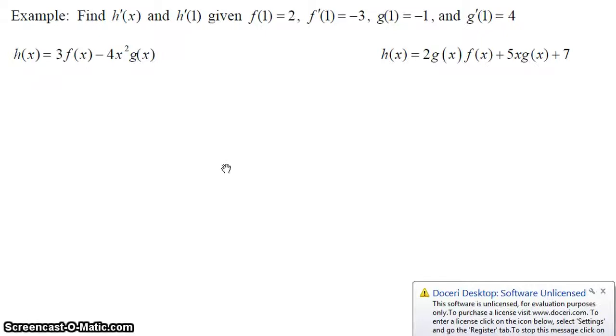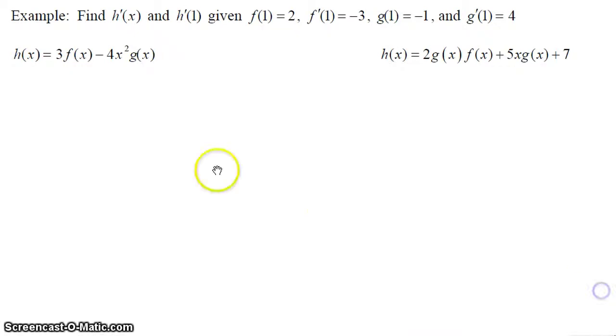So, we have h prime of x and h prime of 1. We need to find those two, given that f of 1 equals 2, f prime of 1 equals negative 3, g of 1 equals negative 1, and g prime of 1 equals 4. So now we need to figure this whole crazy thing out. But how do we figure this thing out?